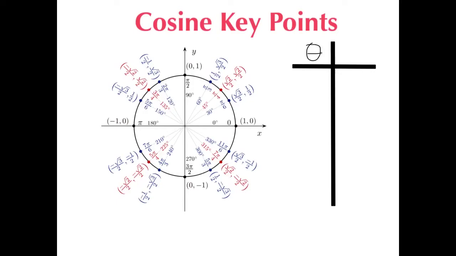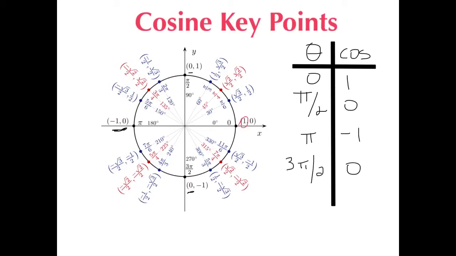So we have the angle on one side, and we're going to have the cosine value on the other. We're going to start with 0, but now we're going to use the value of 1. And then at pi over 2, we're going to go to 0. At pi, we'll be at negative 1. And at 3 pi over 2, we'll be at 0 again. And then at 2 pi, we're back to 1. So the same values over here, they're just offset a little bit.